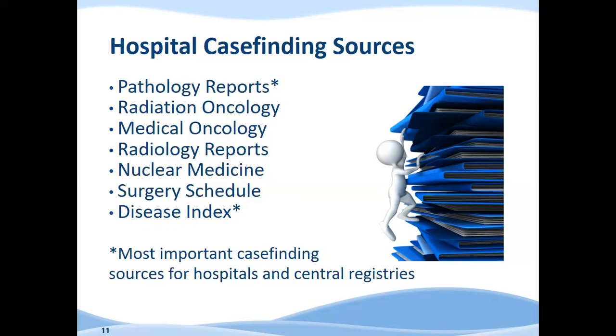The two most important case finding sources for both the hospital and the state central registry are pathology reports and the disease index. This is due to the fact that these two sources identify most of the cases that are required to be reported.